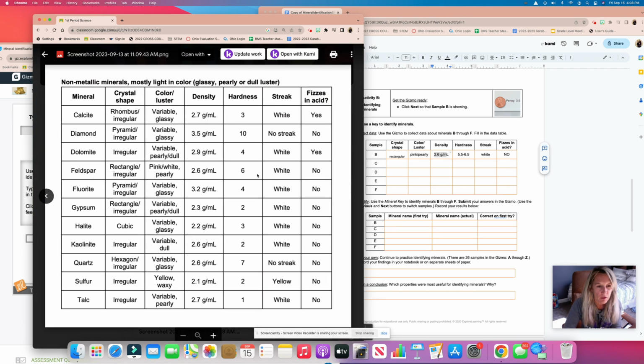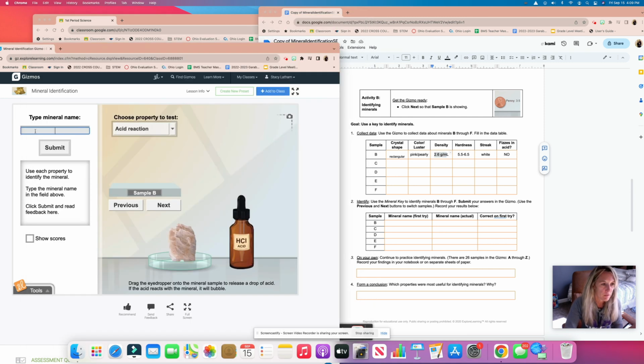So, zooming in. Let's see. Feldspar says it has a hardness of 6. Kaolinite says it has a hardness of 2. So it's definitely not that because it was not soft at all. Quartz has a hardness of 7. So we know that if it was quartz, it would have scratched that steel plate, but it didn't. So it can't be quartz because it's not that hard. So the only one that fits the mold is here feldspar with a hardness of 6, density of 2.6. So let's go to the Gizmo, check it, sample B, check feldspar.